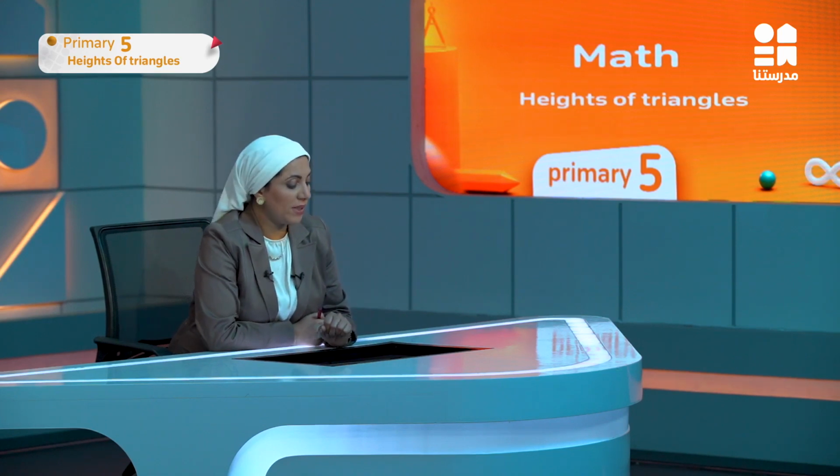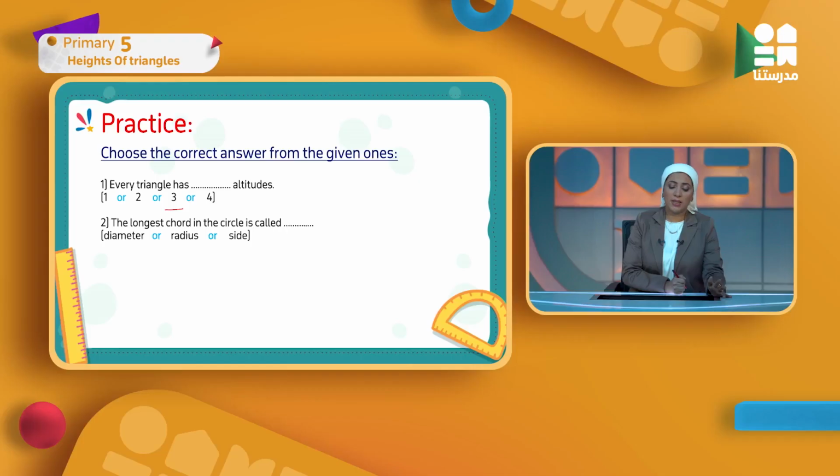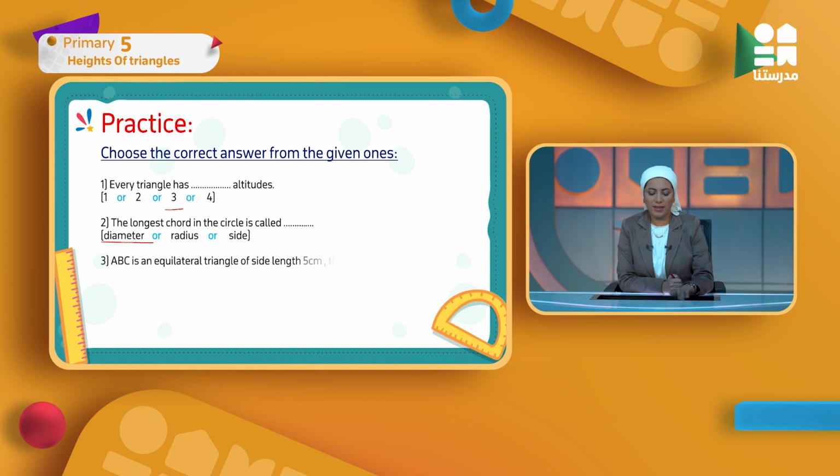The longest chord in the circle is called, the longest chord in the circle, do you remember? 2 lessons back, we said that the longest chord in a circle is called diameter. Then let's move to the third question.